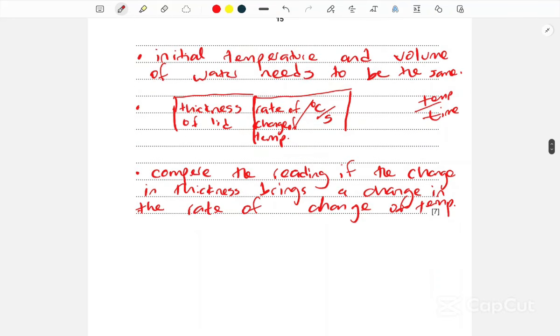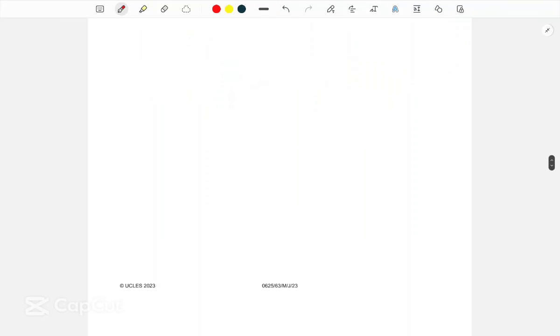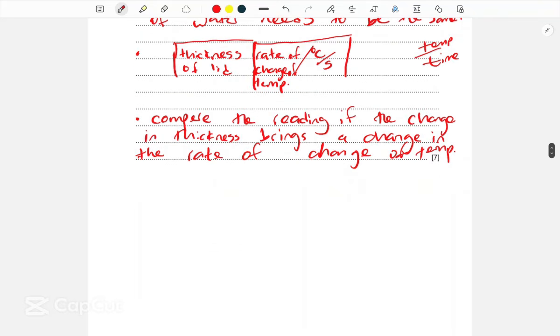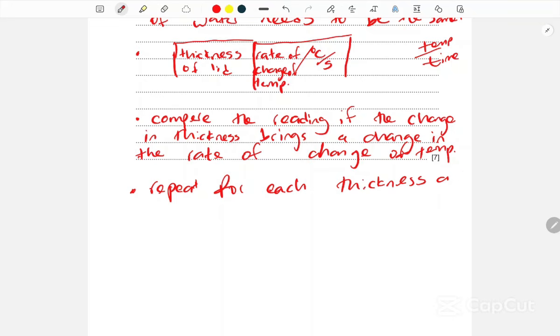So to analyze the data, first we compare the readings, and then we see that if the thickness of the lid increases, the rate of change of temperature somehow increases or decreases, one of them. We don't have to be specific about it. And then lastly, we can write repeat for each thickness and take the average.